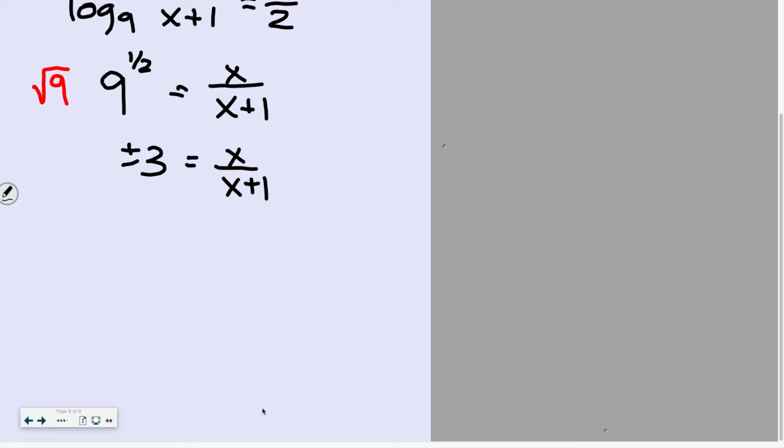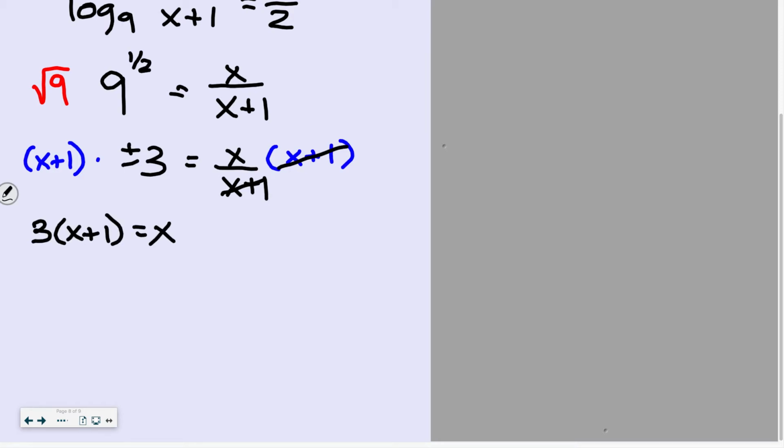Yeah, you really can't solve for x when it's in the denominator, so I will multiply both sides by x plus 1. That's going to give us an equation where we have x's on both sides, but we're able to solve those. So then cancel those out. Now this is being multiplied by positive or negative 3, so I'm now going to separate it into two equations. One of my equations is positive 3 times x plus 1 equals x. And the other equation is negative 3 times x plus 1 equals x. Those are some pretty basic equations that you could solve, no problem.